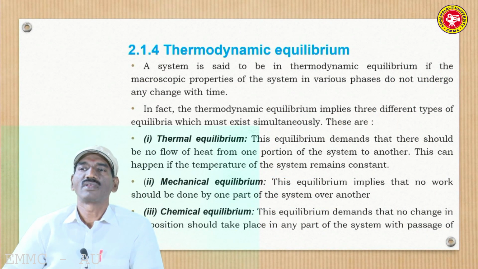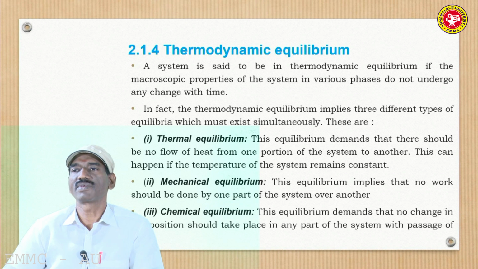Thermodynamic equilibrium. A system is said to be in thermodynamic equilibrium if the macroscopic properties of the system in various phases do not undergo any change with time. In fact, thermodynamic equilibrium implies three different types of equilibria which must exist simultaneously. The first one is thermal equilibrium. Thermal equilibrium demands that there should be no flow of heat from one portion of the system to another. This can happen if the temperature of the system remains constant.